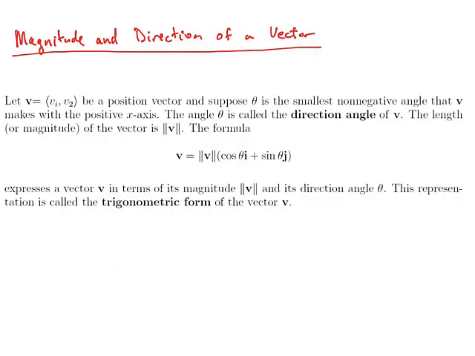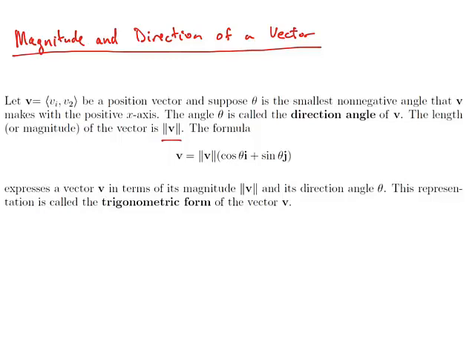So lastly, we want to be able to express a vector in terms of its magnitude and direction. So we have a definition here. Let vector v have components v1, v2, and that's a position vector. And suppose theta is the smallest non-negative angle that v makes with the positive x-axis. The angle theta is called the direction angle of vector v. The length or magnitude of the vector is here.